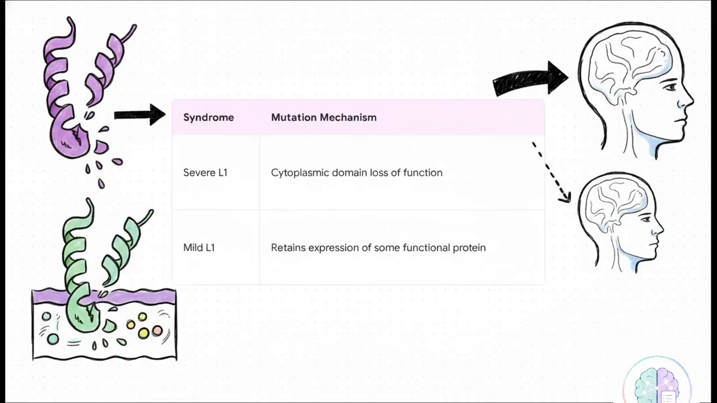There's actually a very clear, direct connection between the specific genotype and the resulting phenotype here. If the mutation causes a total loss of function in the cytosolic domain, you get severe L1 syndrome. But if the genetic mutation still manages to retain the expression of at least some functional protein embedded in the cell membrane, the patient will present with a milder form. Basically, the severity of the syndrome entirely depends on just how much of that functional membrane receptor survives the mutation.